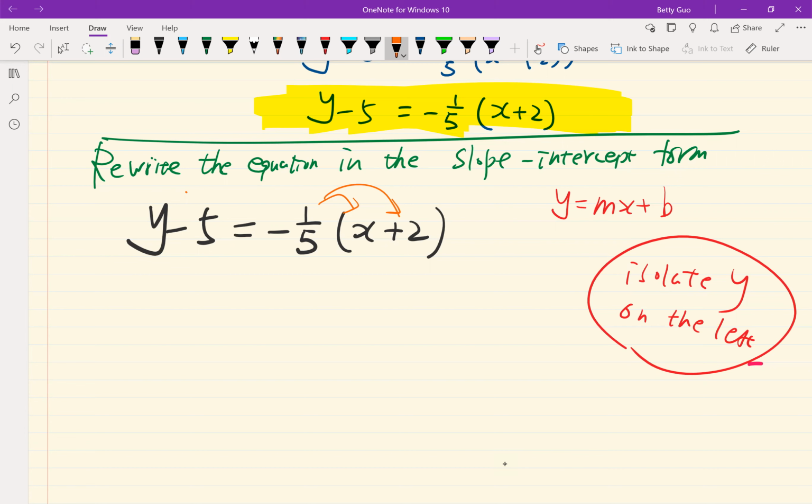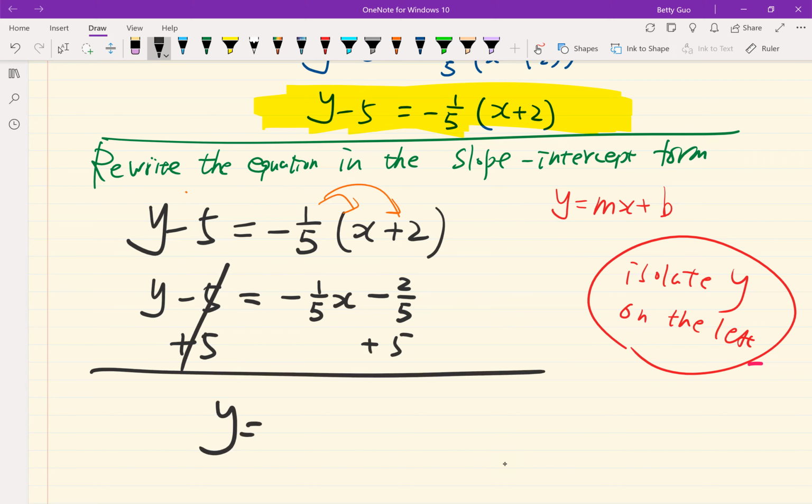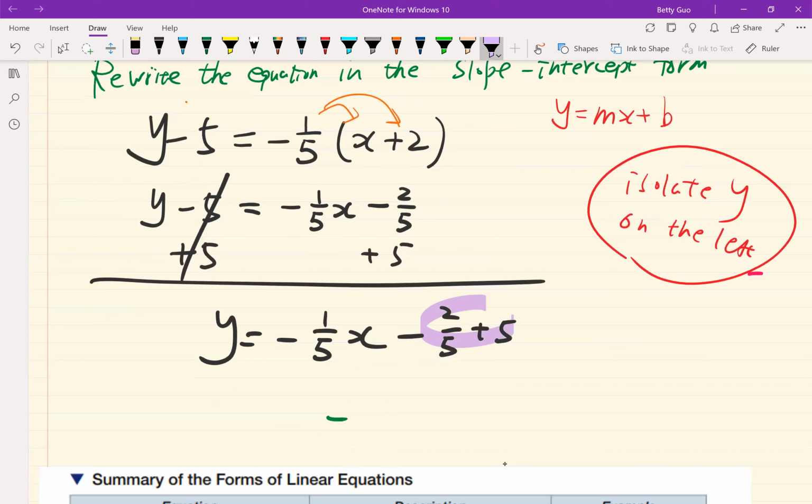All right, let's look at it together. Y minus 5 on the left, distributive property. -1 over 5 times x. -1/5 times 2. You double 1/5. You have 2/5, right? Okay, and then you're gonna add 5 to both sides. You have y equals -1/5x minus 2/5 plus 5. Yeah, the problem is this part.